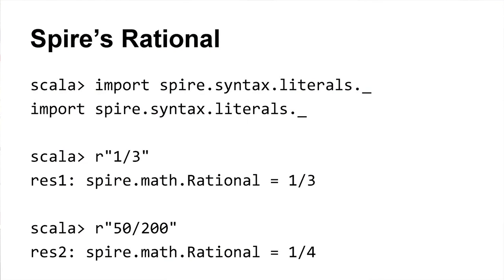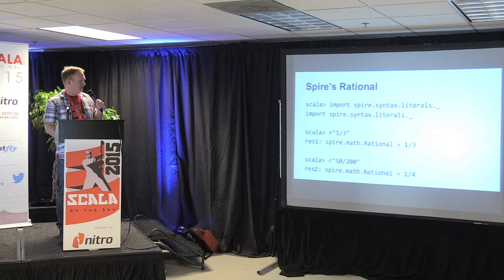Okay, so the other interesting number type in Spire, there's a number of them, but the one I'm going to talk about is rational. Oftentimes, the numbers that we're working with really can just be represented as fractions of whole numbers. So here we have a third, and below we can see that 50 over 200 is simplified to 1/4. Of course, that doesn't come for free, but I think in many cases the small performance hit is worth the precision.